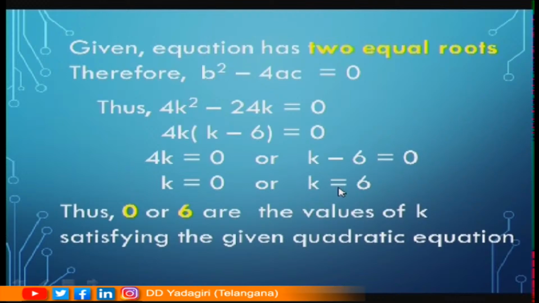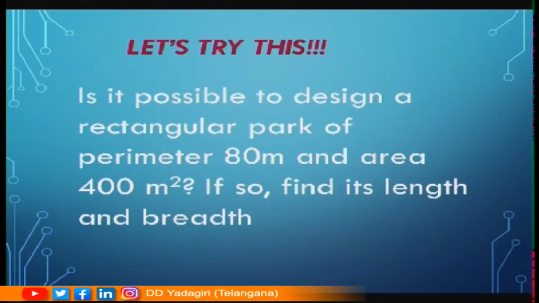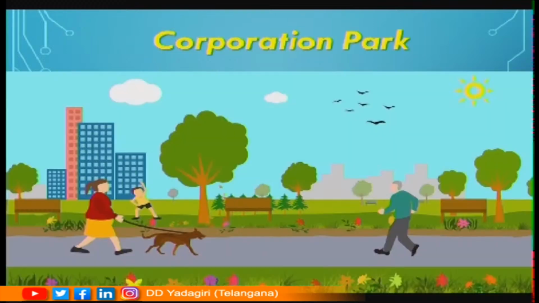Okay children, let us try this. Is it possible to design a rectangular park of perimeter 80 meters and area 400 meters square? If so, find its length and breadth. Now, let us imagine the park would be something like this. Very interesting, right? We all love going to parks.